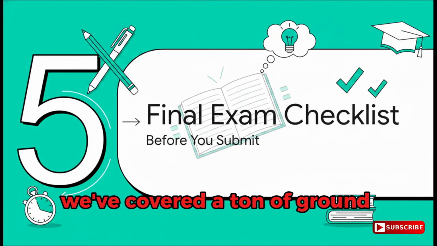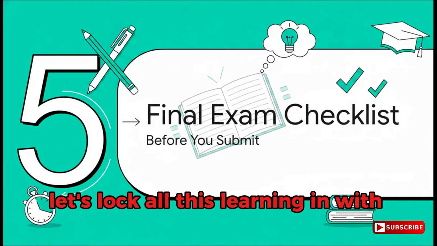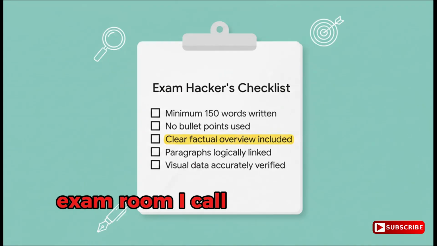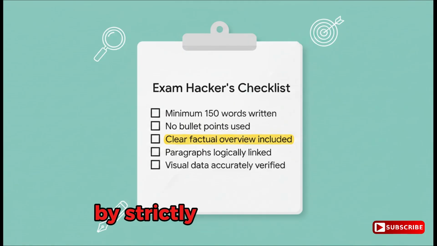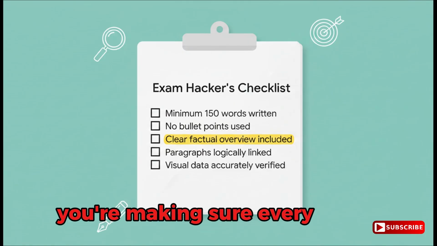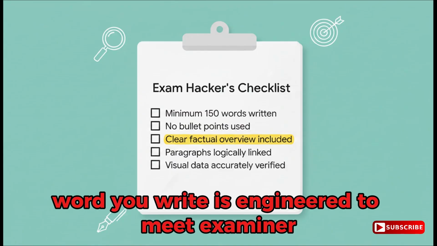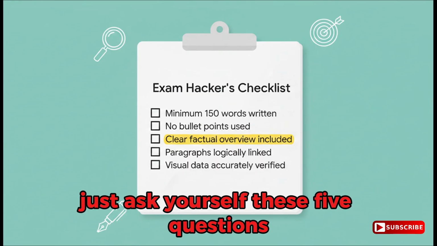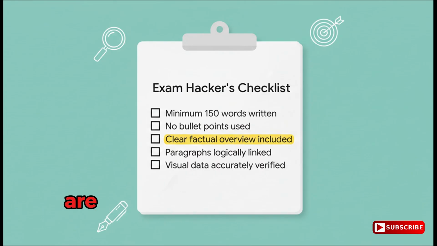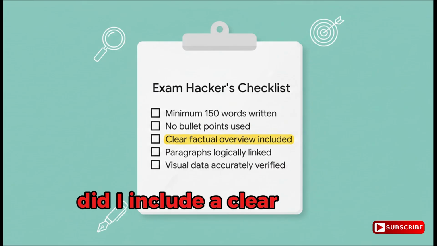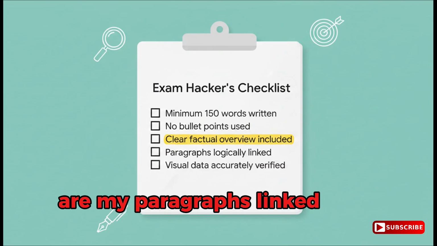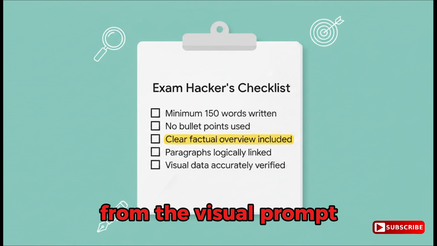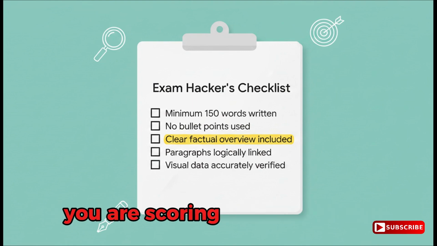All right, we've covered a ton of ground today. Let's lock all this learning in with a punchy final exam checklist that you can memorize before you walk into that exam room. I call this the Exam Hacker's Checklist. By strictly following this, you're making sure every single word you write is engineered to meet examiner expectations and maximize those points. When you practice, just ask yourself these 5 questions. Did I write at least 150 words? Are there absolutely no bullet points? Did I include a clear, factual overview? Are my paragraphs linked with varied cohesive devices? And finally, did I verify the figures and data from the visual prompt? If you're checking all those boxes, you are scoring marks.